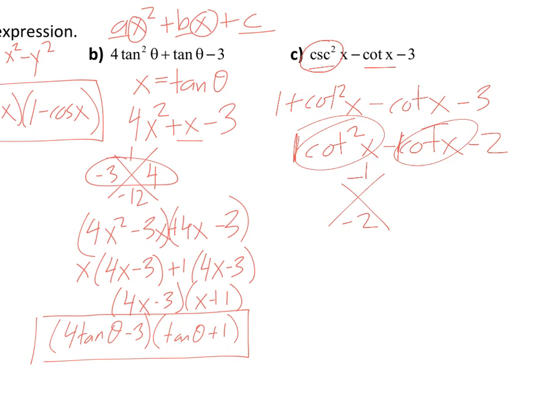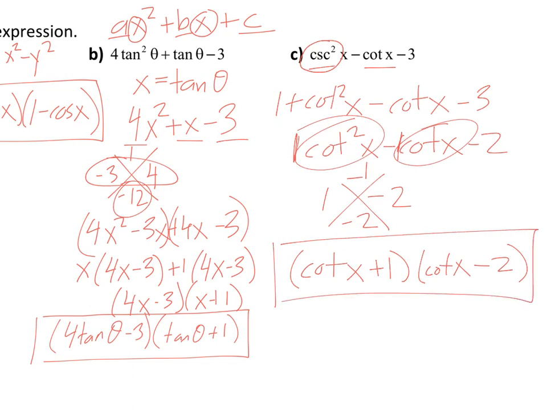And going back to part B real quick. To get this number down here, you multiply 4 times -3. I think I forgot to state that. Going back to part C though, the two numbers that work are 1 and -2. So I could break it up now. My x in this case is cotangent, so I write cotangent of x plus 1, and then cotangent of x minus 2.